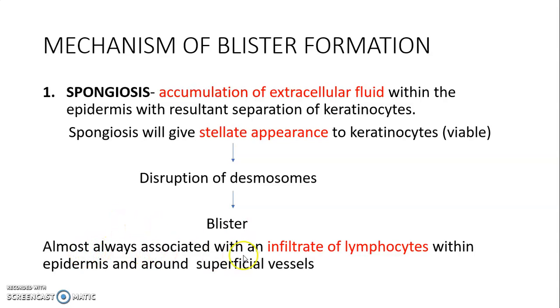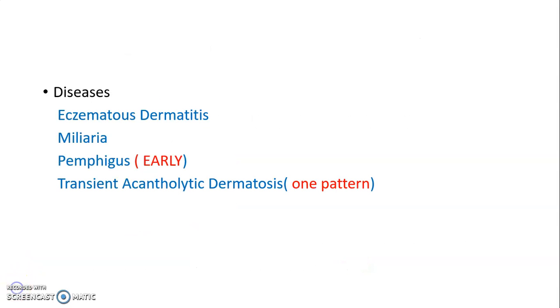They are almost always associated with an infiltrate of lymphocytes within the epidermis and around the superficial vessels. So, if the cause of blister formation is spongiosis, then stellate keratinocytes are formed, which will lead to disruption of desmosomes, leading to blister formation, and that blister will contain lymphocytes. So the diseases in which blisters are formed due to spongiosis are eczematous dermatitis, miliaria, early stage pemphigus, and transient acantholytic dermatosis, one pattern.